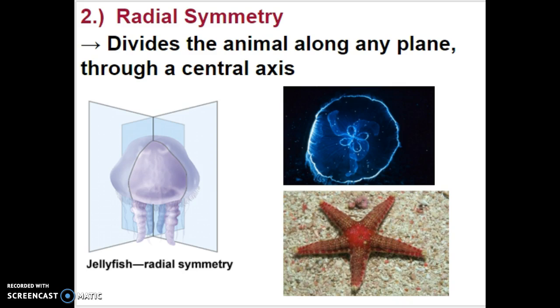From a top-down view, for example, a jellyfish has radial symmetry. Since it's nice and circular, just like a pie, you can cut that into any type of plane along a central axis. Starfish also are animals with an example of radial symmetry.